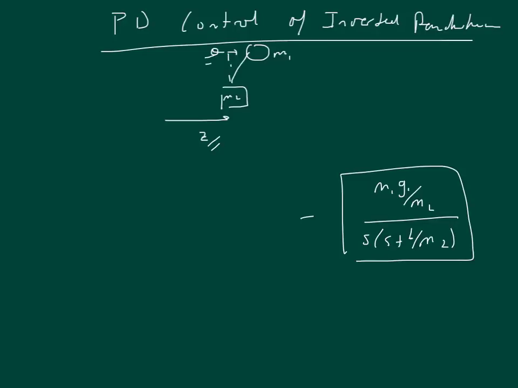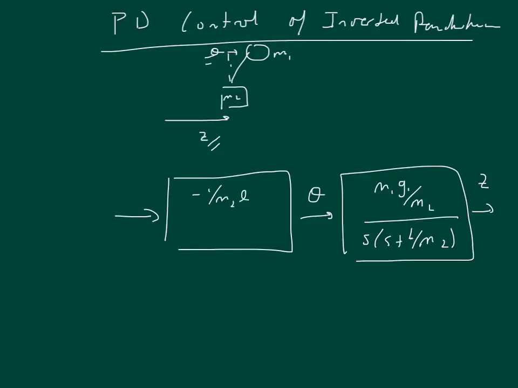and that was the transfer function from theta to z. And then the transfer function from F to theta was given by minus 1 over m2l divided by s squared minus (m1 plus m2)g divided by m2l.